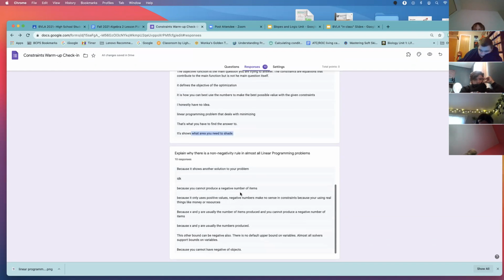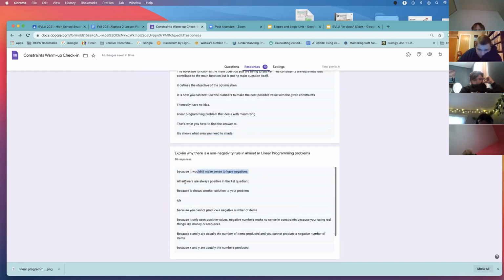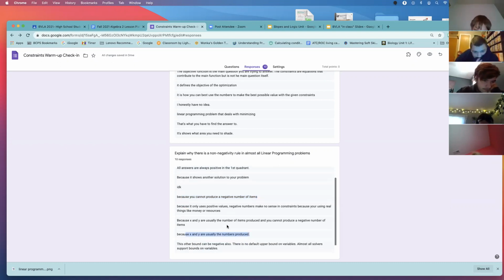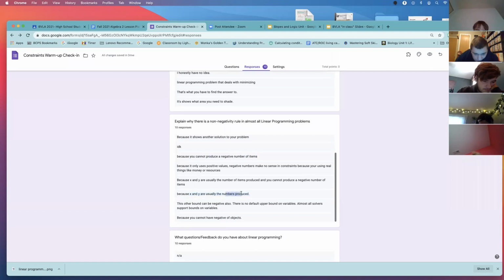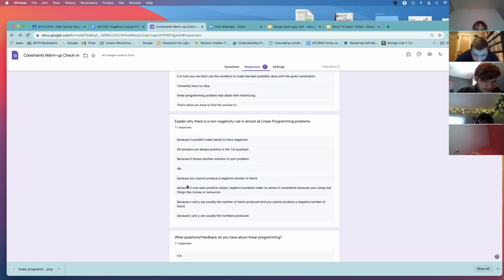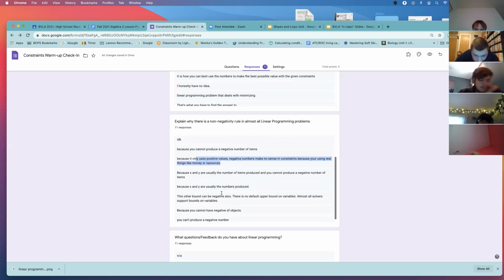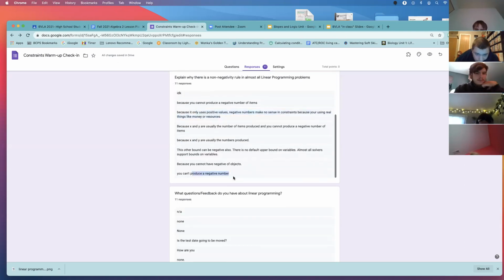Explain the non-negative rule, because it wouldn't make sense to have negatives. All the answers are in the first quadrant. That's fair, but I don't know, because you cannot produce a negative number of items. Yeah, most of the time we're graphing the constraints, and there's not negative constraints, right? Because X and Y are usually numbers produced. So I assume you mean that has to be positive. The other bound can be negative also. There's no default upper bound. Almost all solvers support bounds. You can't produce a negative number.